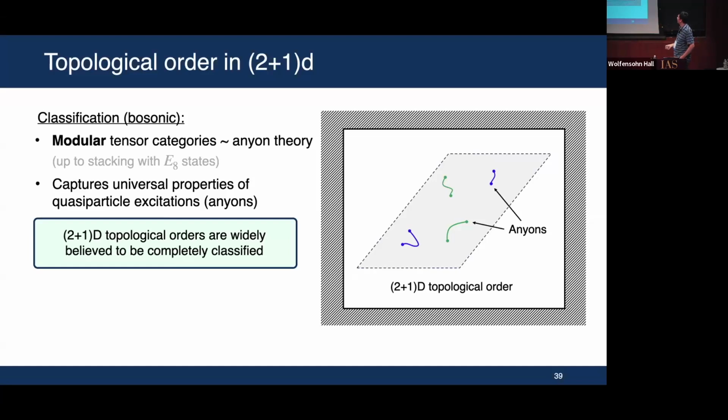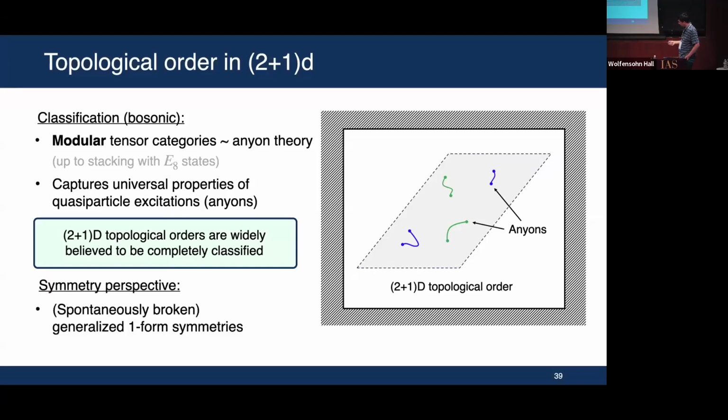Okay, I'm not going to really explain these words, but there's a nice mathematical object that classifies topologically ordered states in 2+1 dimensions, essentially in terms of universal properties of the anyonic excitations. Okay, up to some invertible states. Okay, and then there's also a kind of generalized symmetry perspective on these topologically ordered states in 2+1, where we can think of them as spontaneously breaking the generalized one-form symmetry.